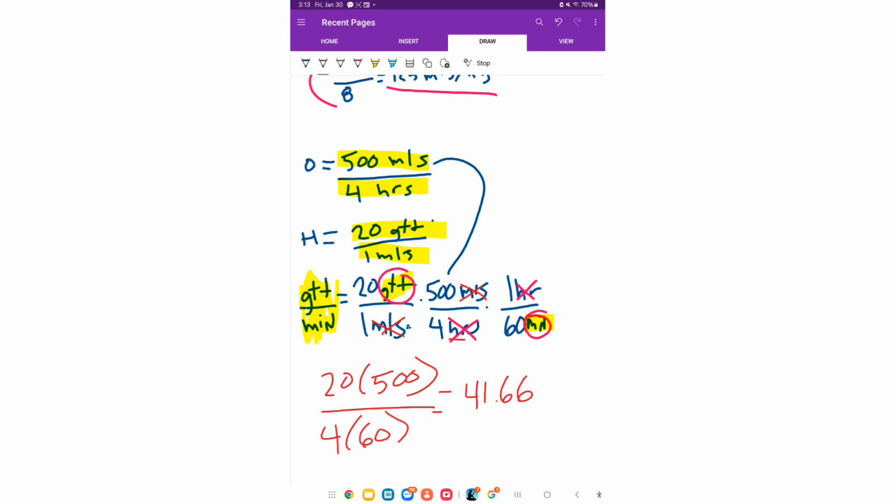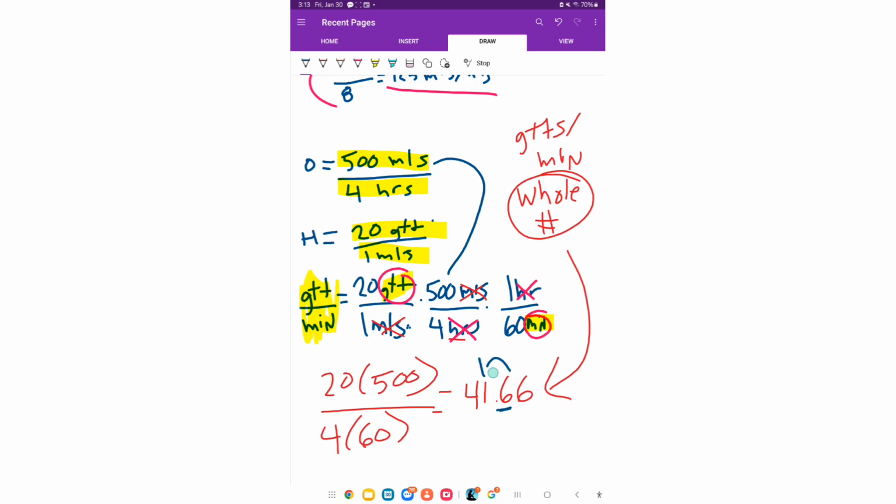That ends up being 41.6, but we know that when we're talking about drops per minute, it's always going to be a whole number. In this question, you need to look at the tenths place. It's above 5, so the answer is going to be 42 drops per minute.